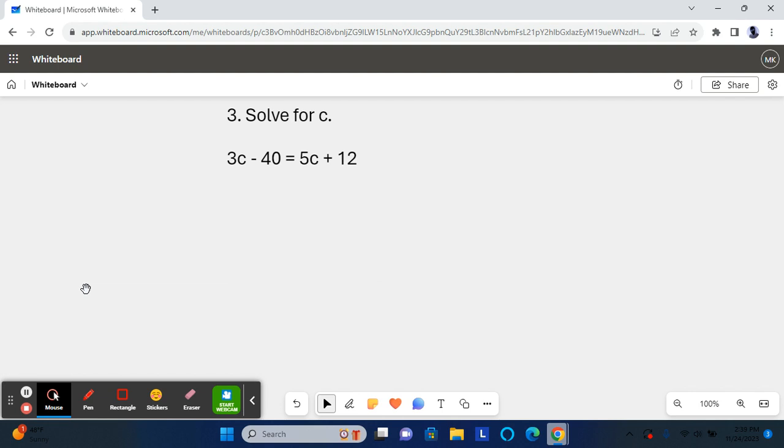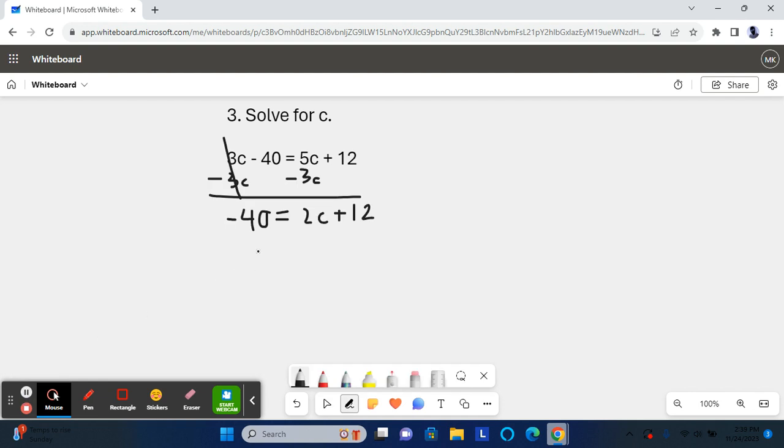For the last problem, we have to solve for c when 3c minus 40 equals 5c plus 12. So let's move the variable to one side of the equation, and we'll move it to the right side by subtracting 3c from both sides. This gives us negative 40 equals 2c plus 12.